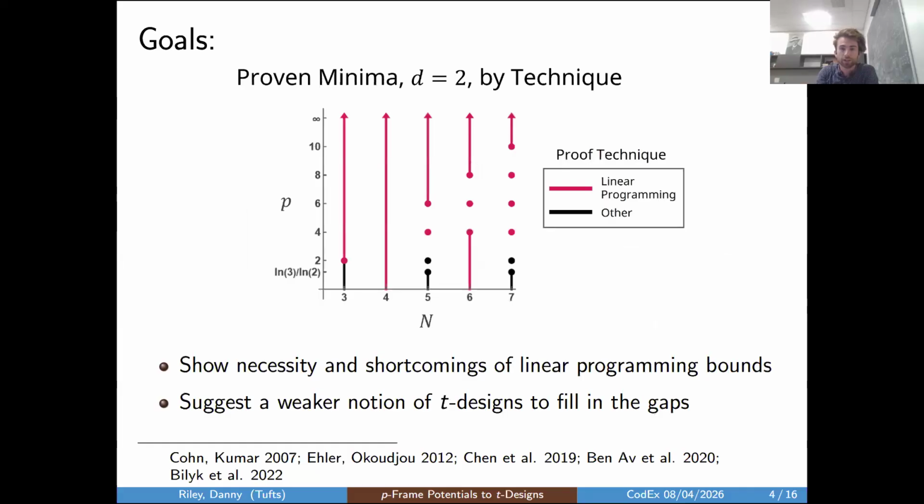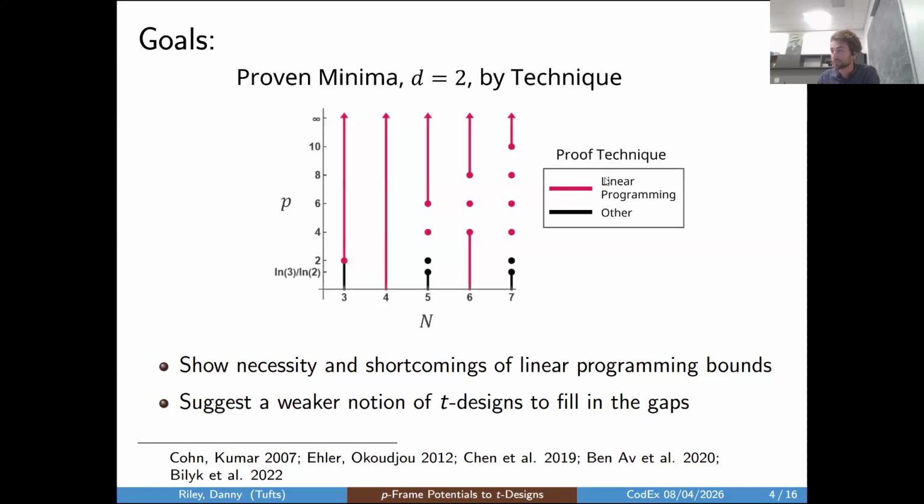And the goal for the remainder of the talk is to try to describe what the techniques are used for showing that we have our minima and try to fill in the gaps for where it doesn't quite work out. So what I have here is, when I fix dimension d equals 2, a graph of our parameters n and p, where n is the number of points and p is the power of my p-frame potential. And I've filled in whenever we have a proof for what the minimizing configuration is. And you can see that there are gaps and that the gaps get larger and larger as n gets larger.